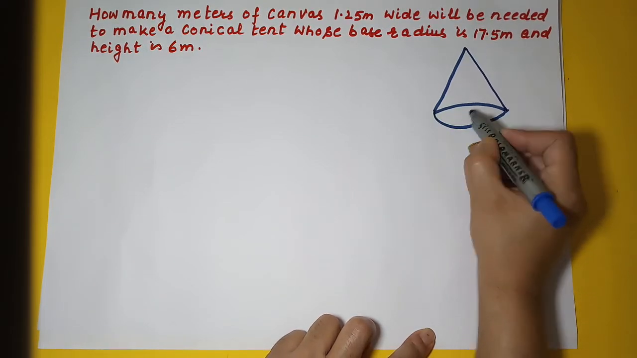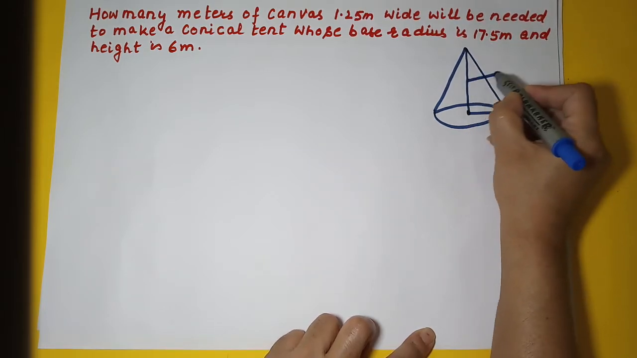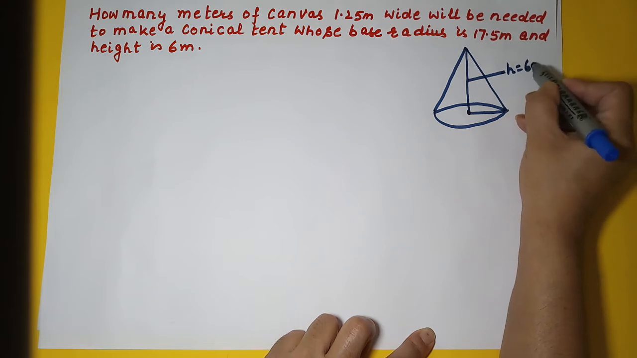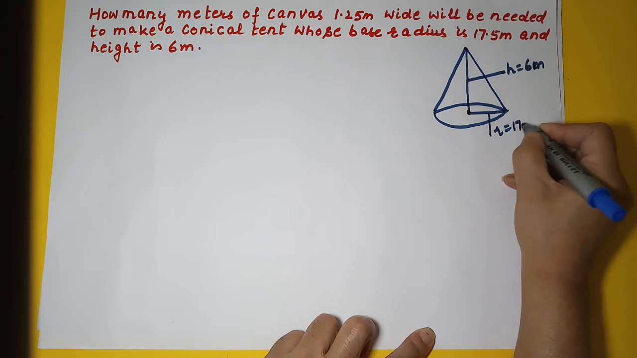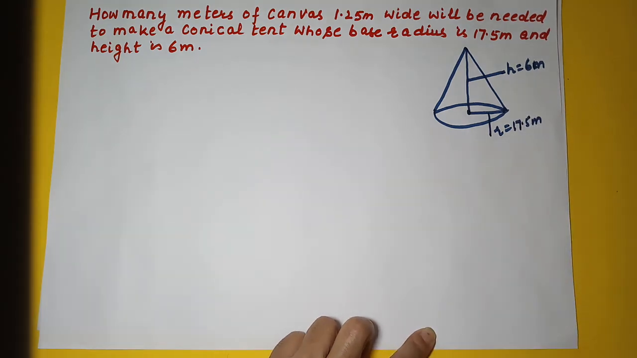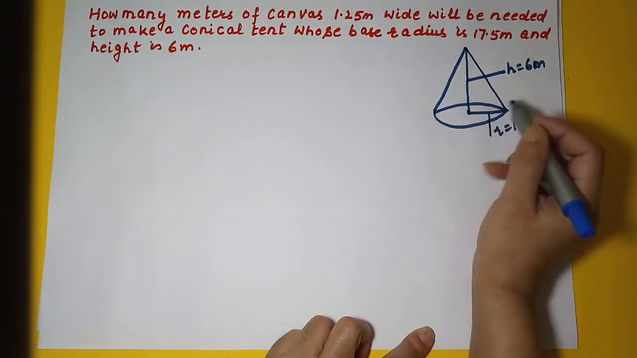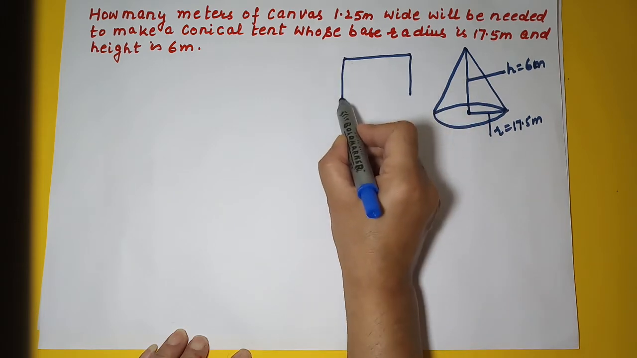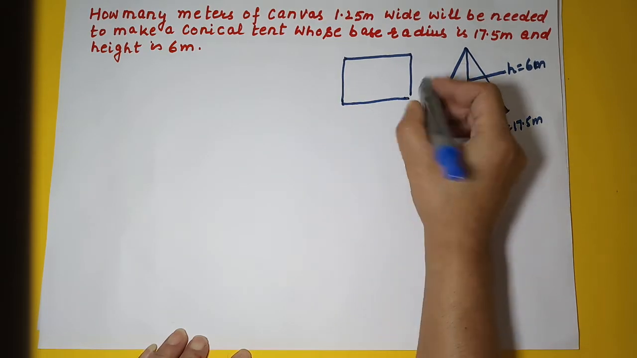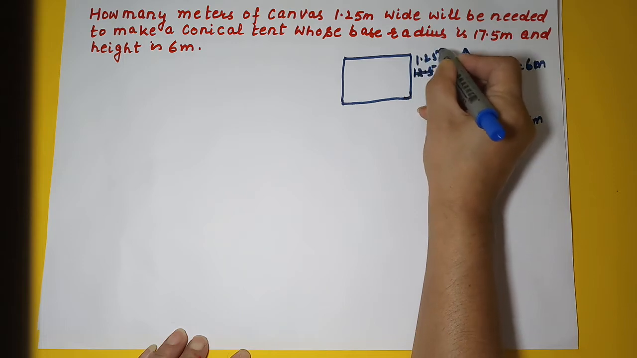and this is the radius and this is the height, and this height is equal to 6 meters and radius is equal to 17.5 meters. So we have to create a tent with the help of a canvas. So here is a cloth which we have to use and create a conical tent, and the width of this cloth, that is the breadth of this cloth, is given as 1.25 meters, right?